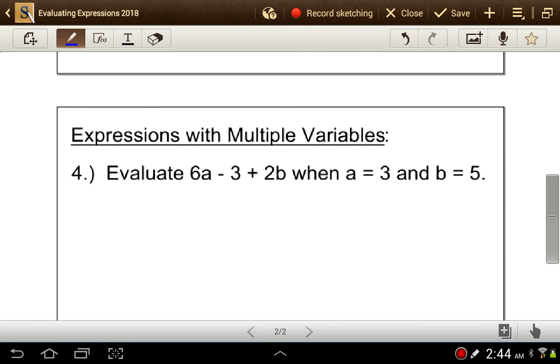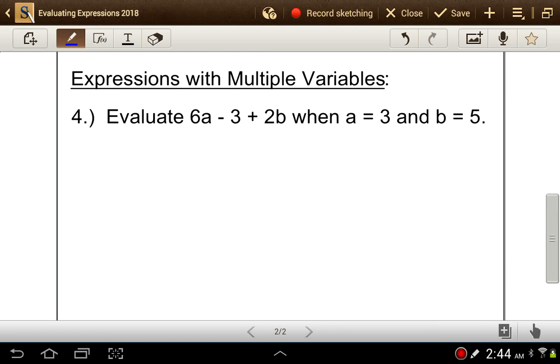In our next example, we have multiple variables. All you're going to do in multiple variables is plug in what each variable represents. So I have 6a minus 3 plus 2b. That's going to be 6 times a represents 3. 6 times 3 minus 3 plus 2 times b represents 5. 2 times 5. Notice how I rewrote my expression just the exact same way they have in the original one, except instead of using the variables, I substituted them in with the numbers that they represent.